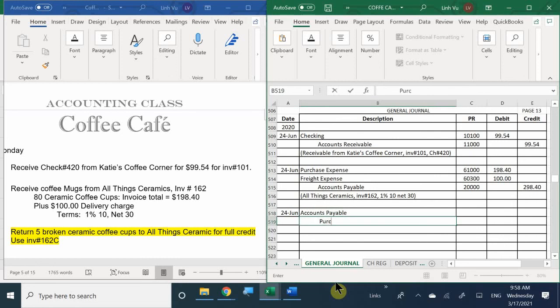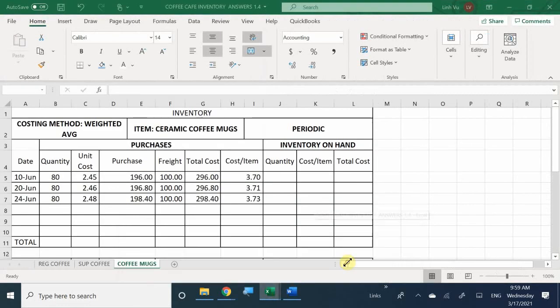And then now we can go ahead and use the purchase returns and allowances. Okay. So what are my accounts for that? 500. 6, 1, 500. Okay. Yep. All right. Now, how do I know how much my return is for? We could calculate it from the inventory worksheet that we put in.